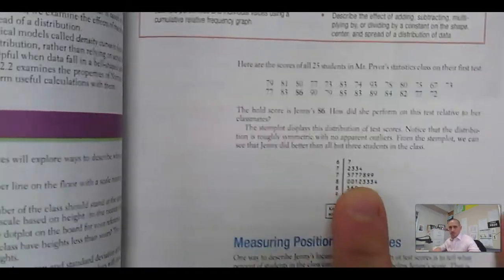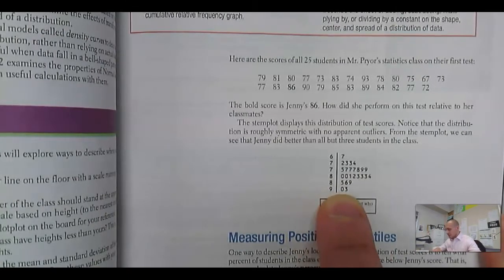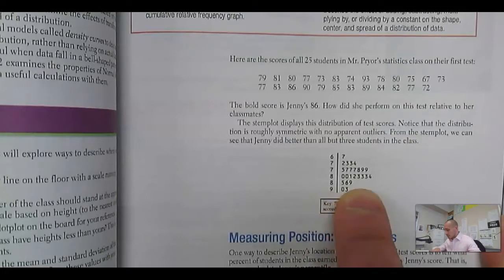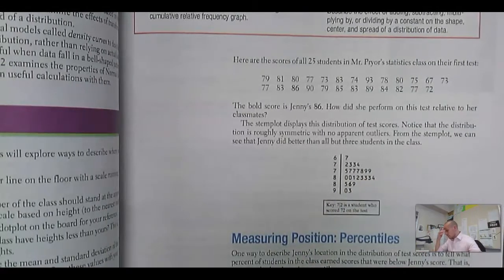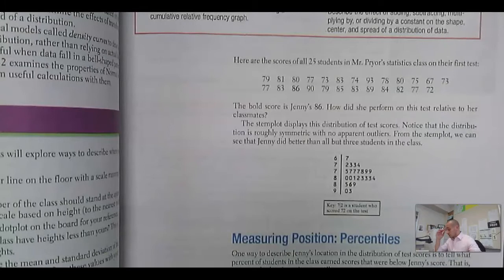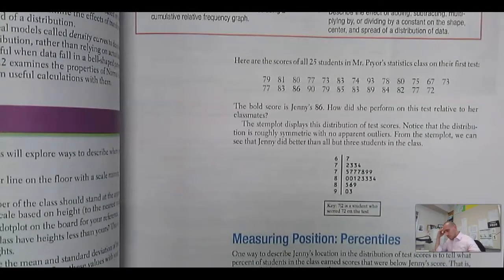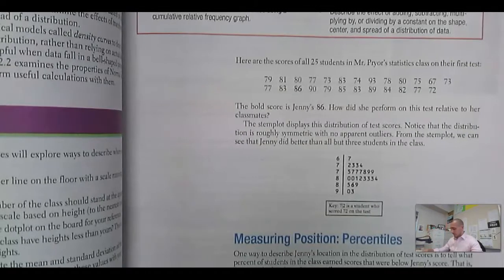So for this, 86. There's 25 students. This girl Jenny scored an 86. So how many people scored less than or equal to 86? Well, only 3 scored above, so 22 out of 25. So she'd be at the 88th percentile. 22 out of 25 is 88. So she's at the 88th percentile. All right.